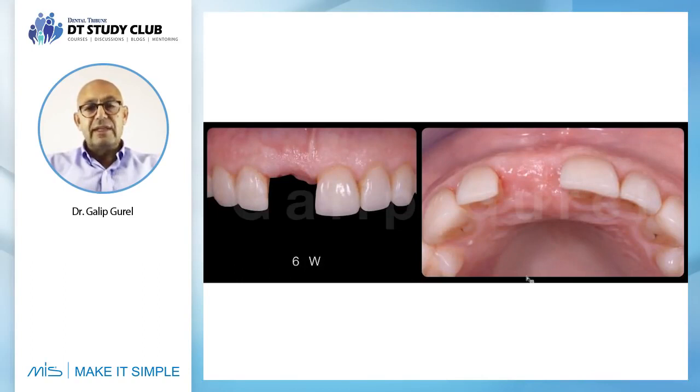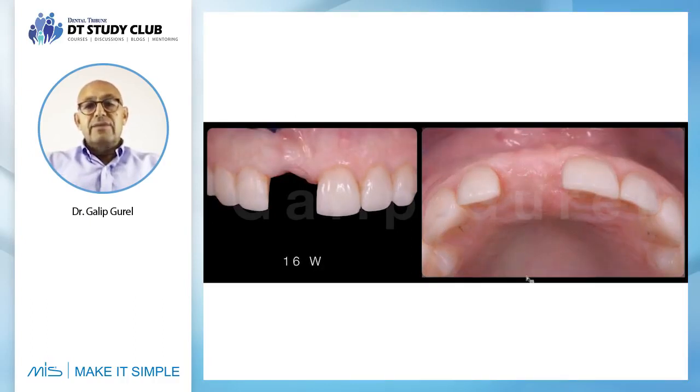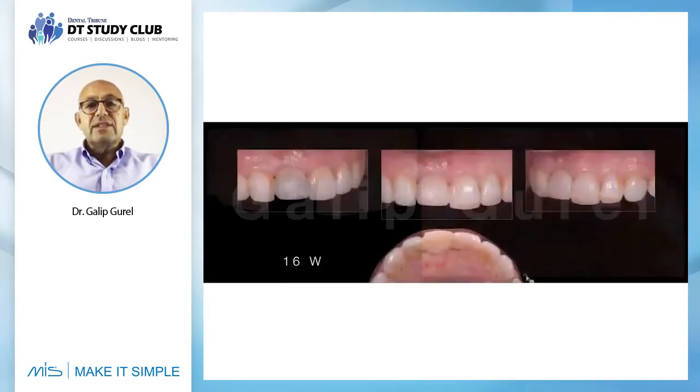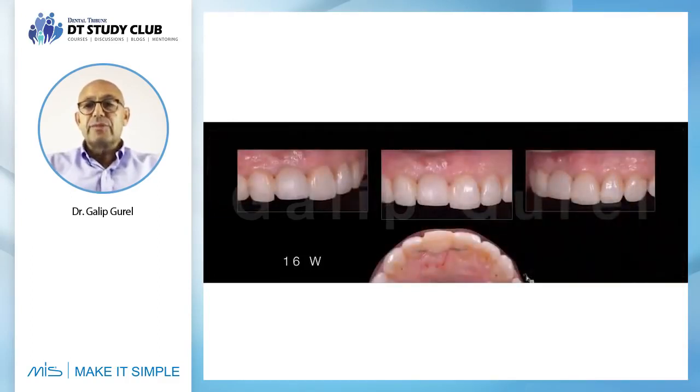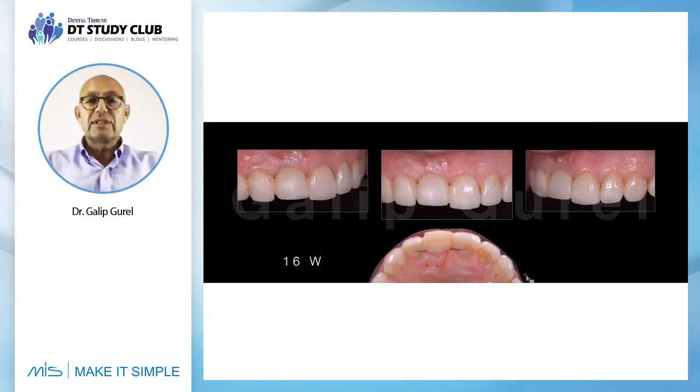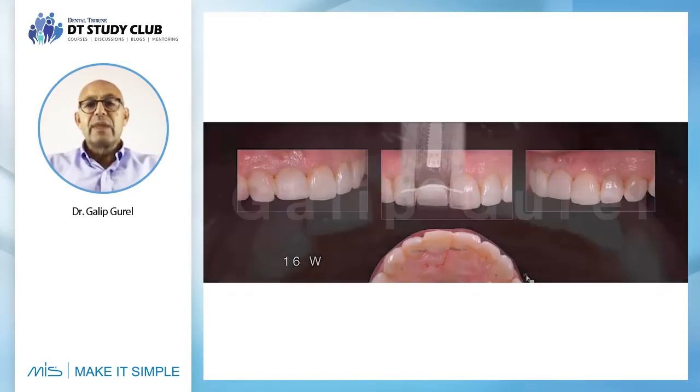We have a very nice, very thick ridge, a very lucky case to work with, thick biotype, thick ridge, and then 16 weeks later, it's ready to be loaded. As you can see, we have a provisional, like a Maryland bridge, which is covering up just the aesthetic part. And then this is the condition, the implant over this Maryland bridge, per se.